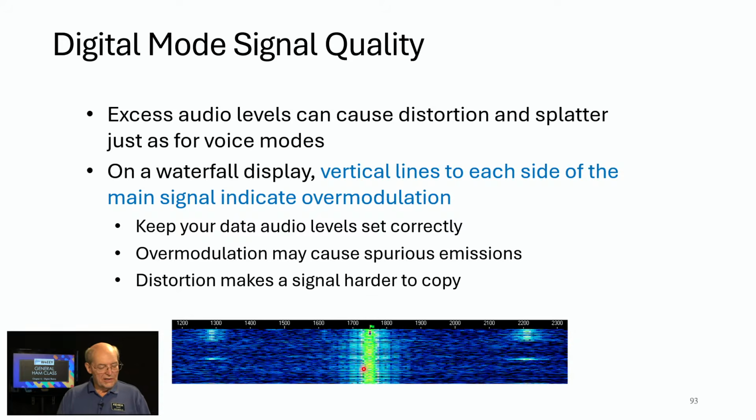Signal mode quality. Well, here's a spectrum display. Excess audio levels, those are our enemy, can cause distortion and splatter just as they can for voice modes. In a waterfall display, vertical lines to each side of the main signal indicate over-modulation. We're going to have a picture of the good, the bad, and the ugly coming up. So you want to keep your data audio level set correctly. Over-modulation can cause spurious emissions, and distortion makes a signal harder to copy. So we've got to watch this display here.